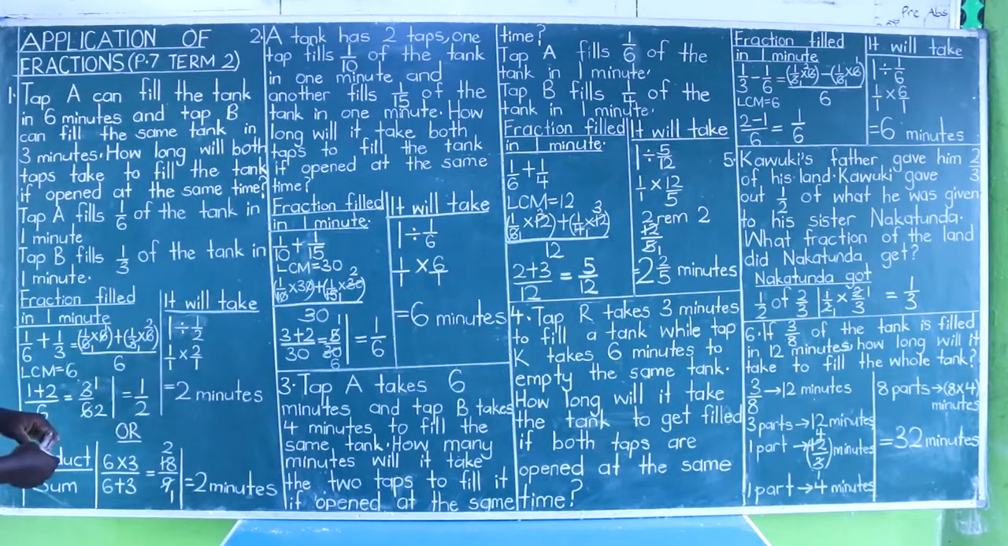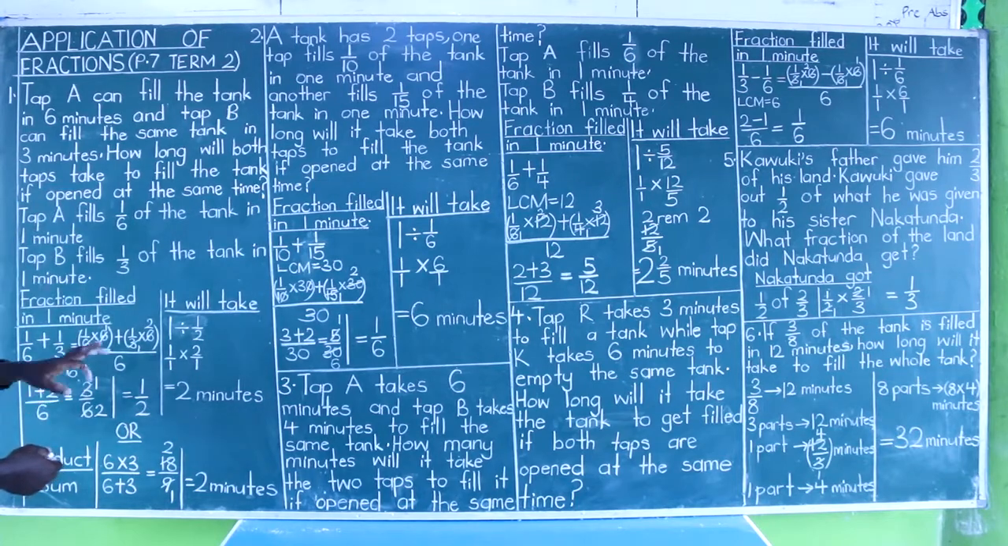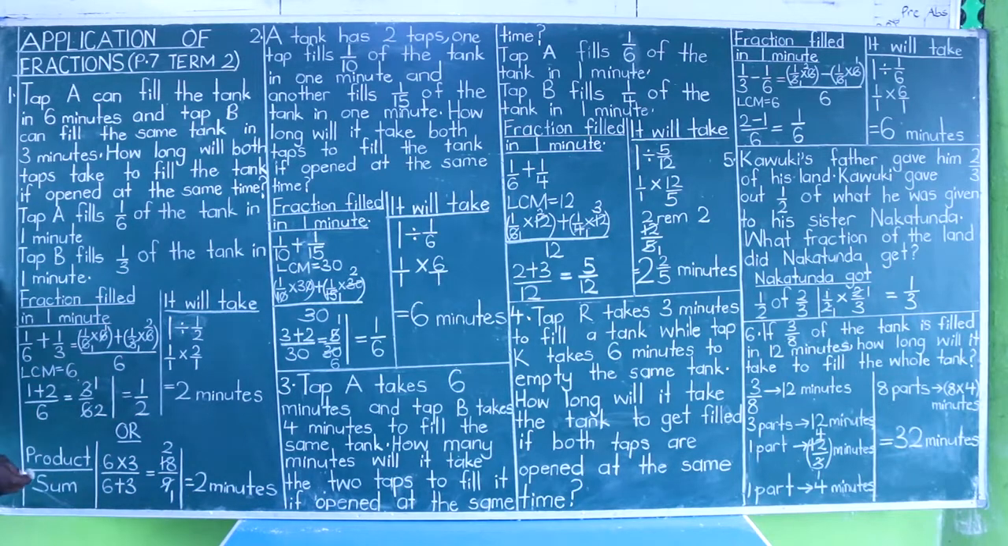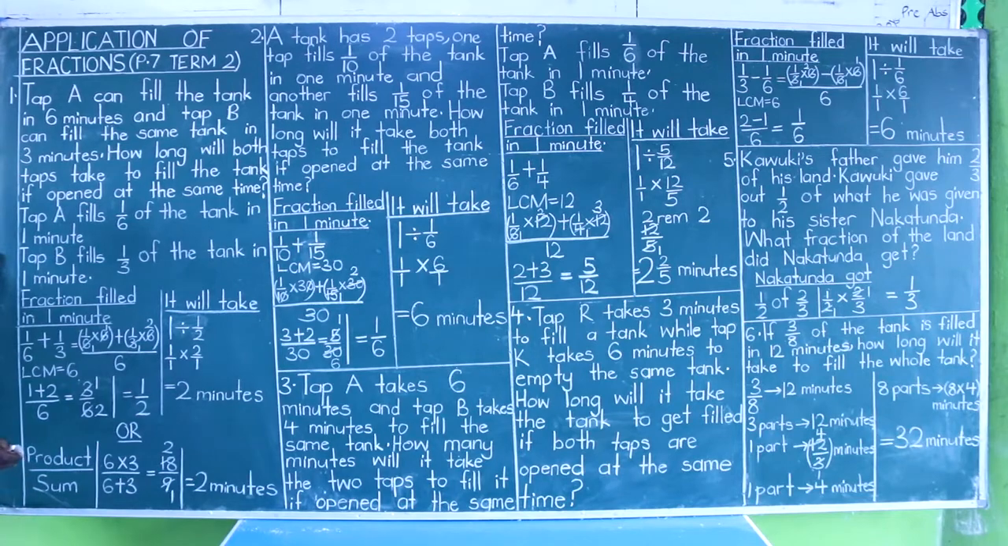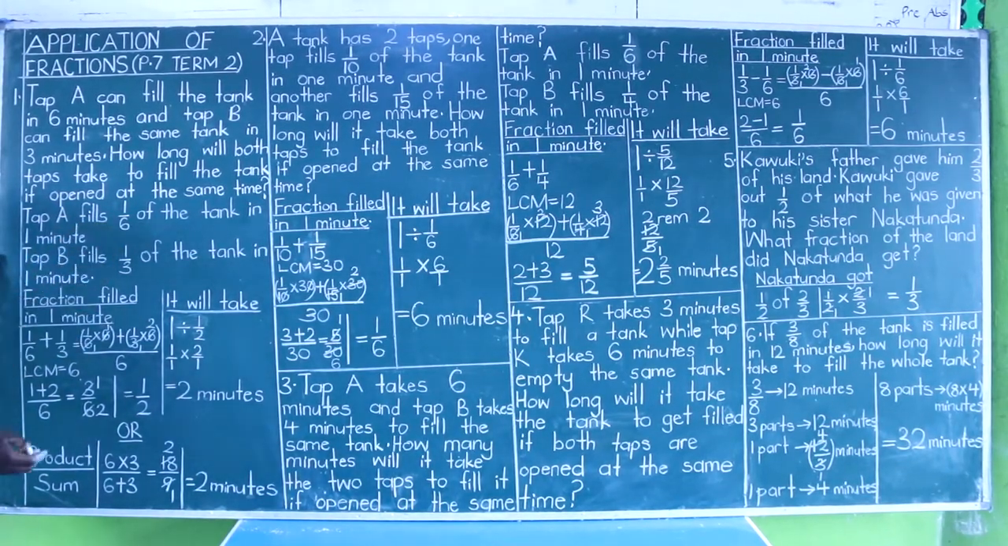Now the question is asking us to tell how long the 2 taps will take if they are opened and fixed to the tank at the same time. Now that there is a combination of filling, we shall then apply the addition of fractions. So we get the fraction that is filled in the tank by tap A, which is a sixth per minute, added to that of B per minute.